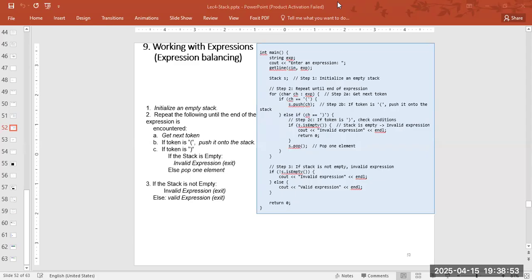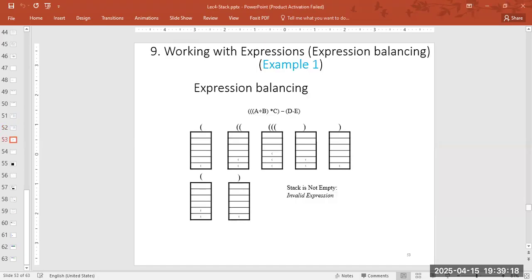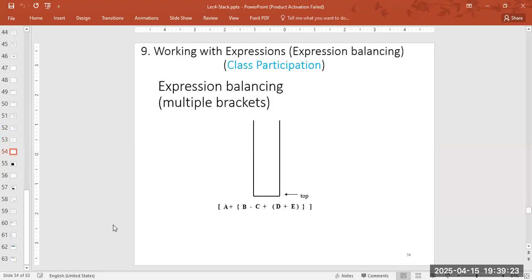The C++ code snippet seems to follow that logic. It pushes openers and tries to pop matching closers. Yeah, it iterates through, uses a stack, and checks those conditions. If stk.empty is true when it needs to pop, or if it's not empty at the very end, it flags it as invalid. The example with unmatched parentheses being invalid makes sense. It would leave opening parentheses on the stack at the end. Correct. And the multi-bracket example would pass because everything matches up correctly. Okay, that balancing act is clever.